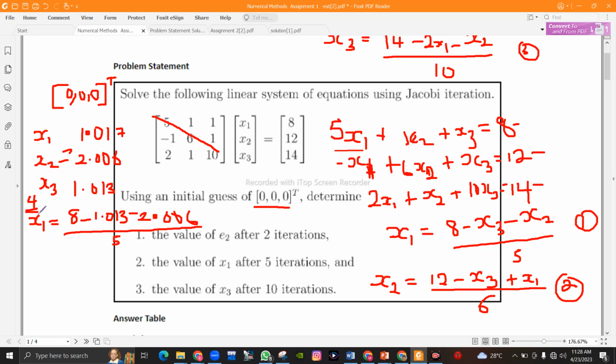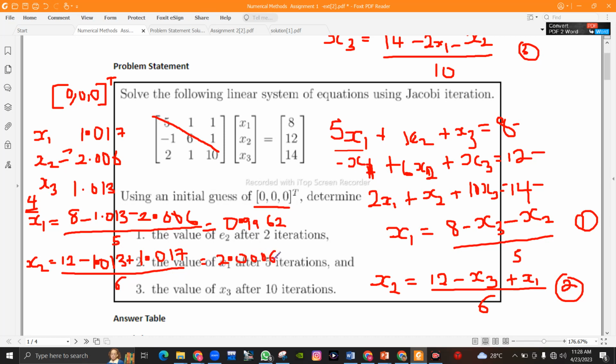These are the fourth iteration. To calculate this, we get 0.9962. We do the same thing for our x2. Our x2 is equal to what? 12 minus x3, which is 1.013, plus x1. What's our x1? 1.017, divided by 6. If you calculate this, you should get 2.0006. It's getting smaller, converging.